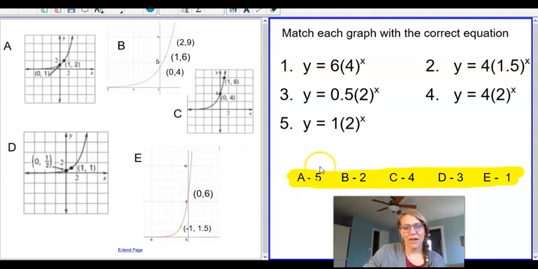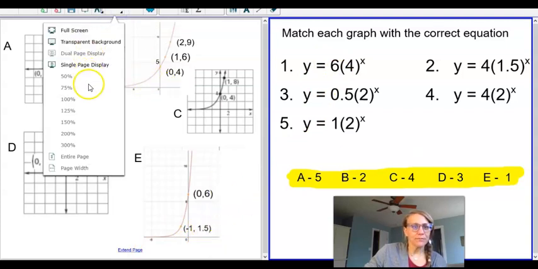These are the answers you should have come up with. A matches with this equation, starting value of 1, multiplying by 2. B matches with equation number 2. This graph starts at 4 and multiplies by 1.5 every time. C is starting at 4 and multiplying by 2, so that means it has to be this equation right here. D starts at 1/2 and multiplies by 2 every time. And so that means that D has to go with 3. And our last one, E, is 1 because it's starting at 6 and 1/2 times 4 gives us 6.